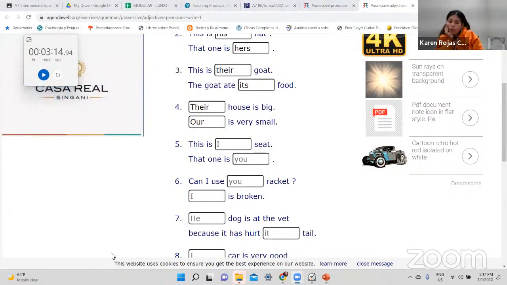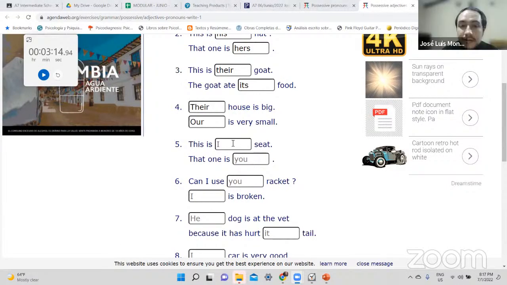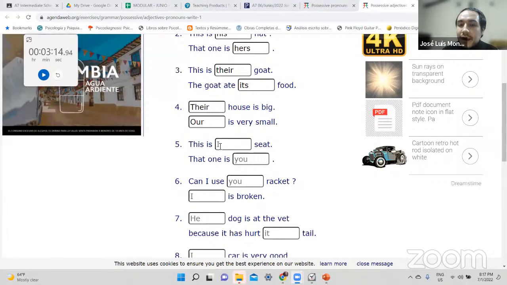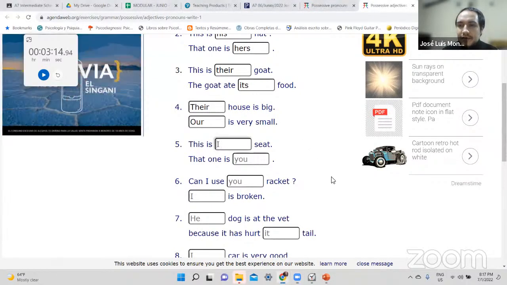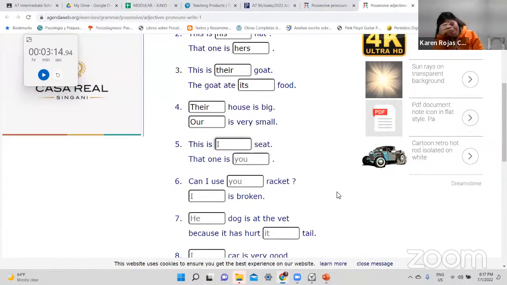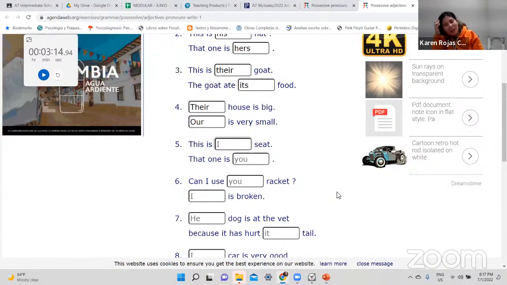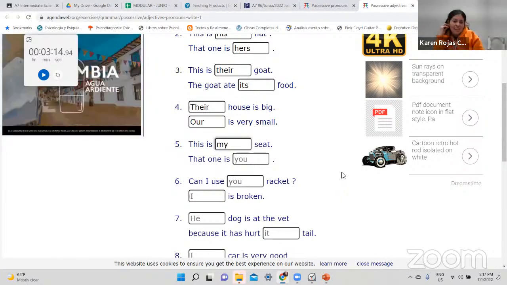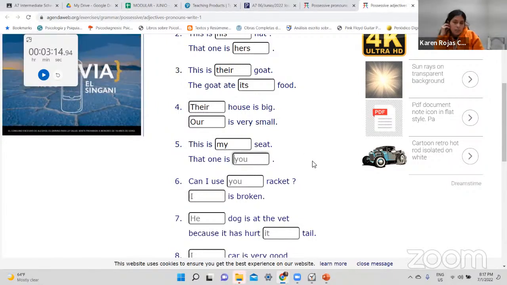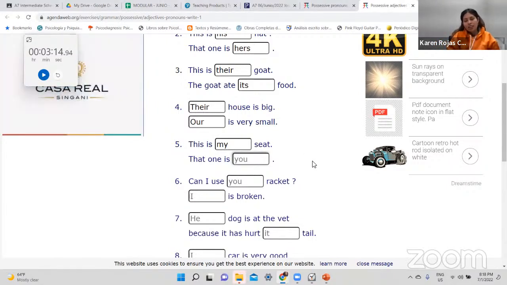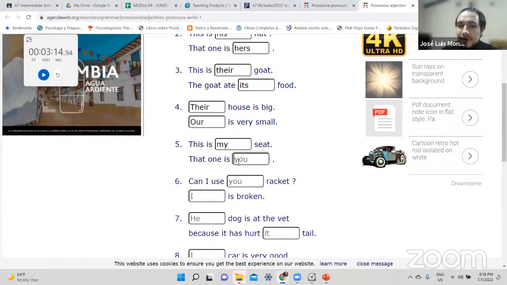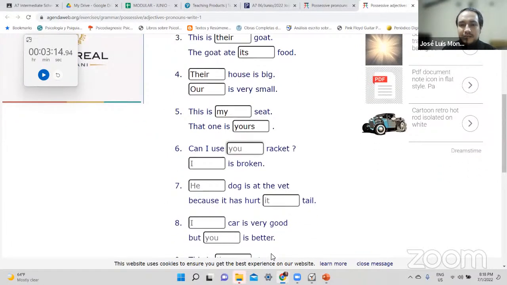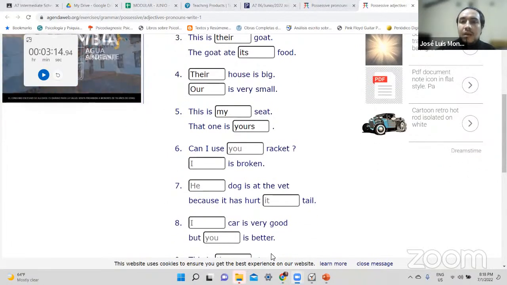Your. In number 5, remember, you have to use the adjective or pronoun for I. My. Okay, my, like that word, and the other one is mine. In this one? Yours. Okay. All right. What about here? Your.